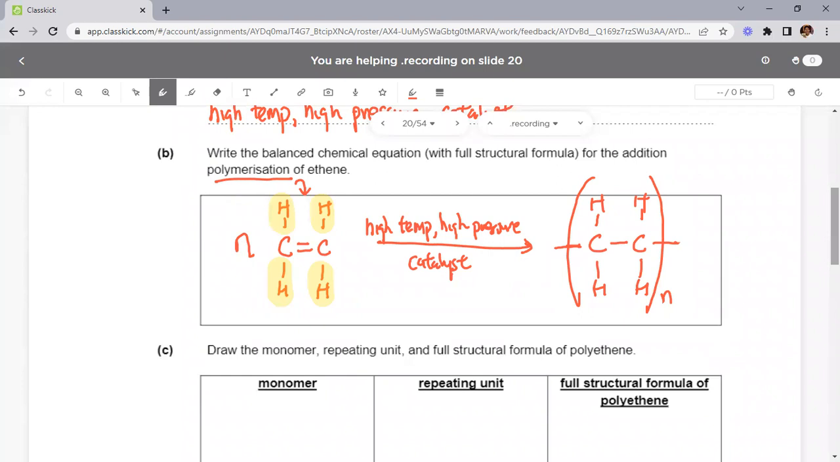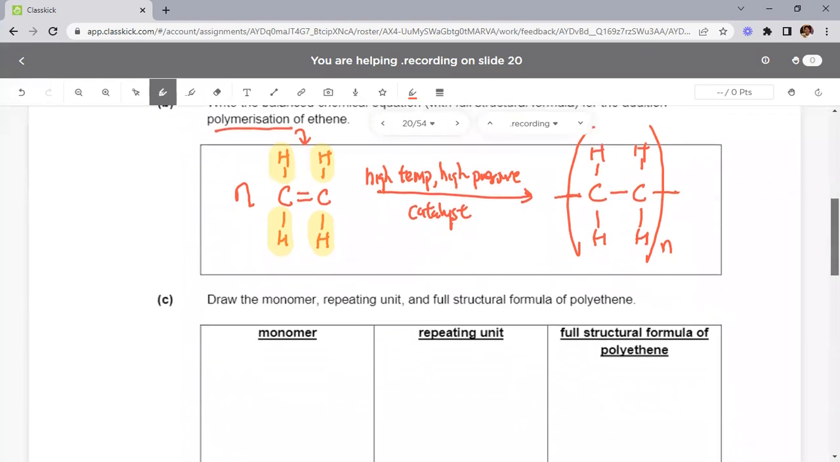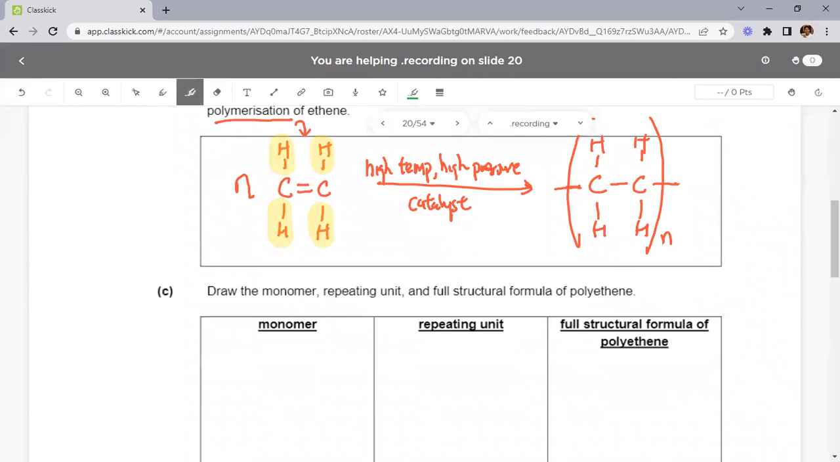Now, what's important is not just the reaction. You will learn some interesting terms when we deal with addition polymerization. You will learn the term monomer. You'll learn the term repeating unit. And you will learn the full structural formula of your polymer. It need not be polyethylene, it's just a general polymer. So how do we identify all of this? The monomer means single unit.